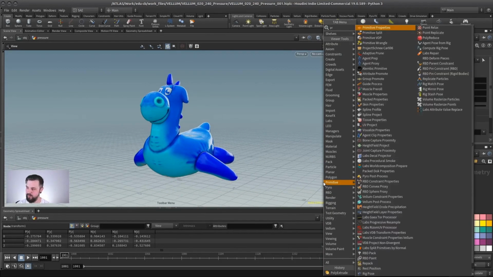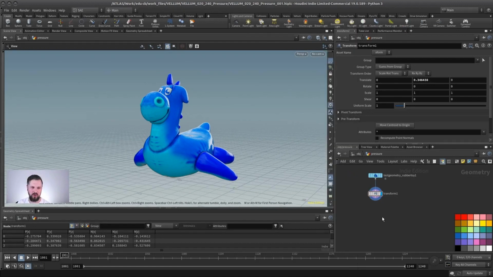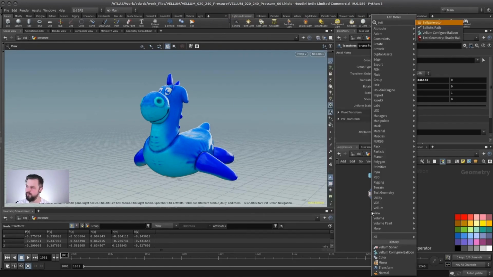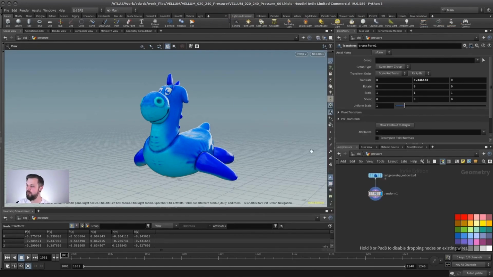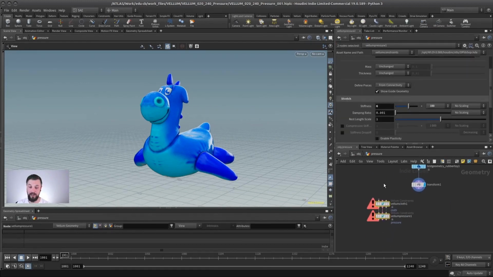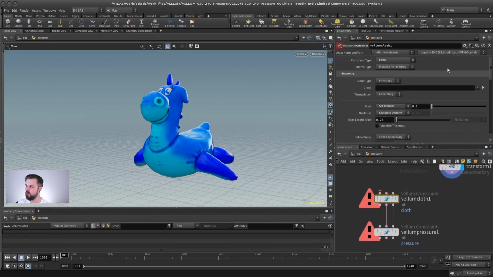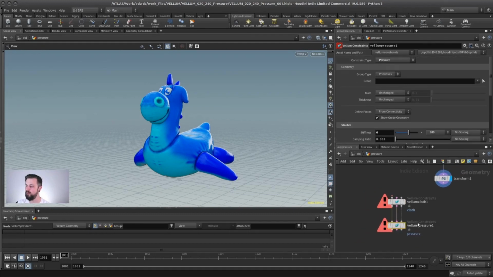And if we look for the pressure node or something, we won't find anything. I'm not sure why that is, but you will find it when you look for vellum configure balloon. And here you see something special. We will see the same in the next two, and that is that the pressure constraint is built of two elements. The first one is actually a normal cloth constraint, and the second one only is the pressure.